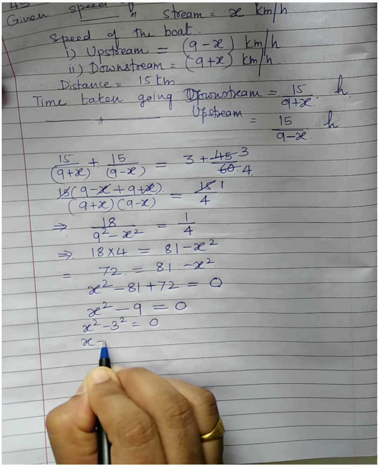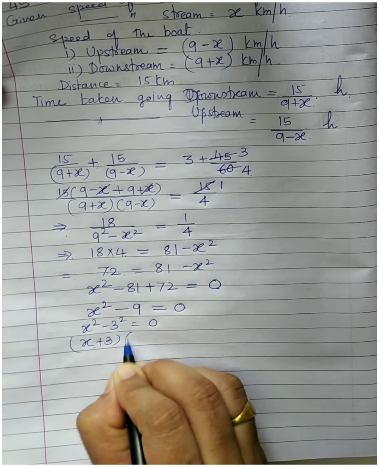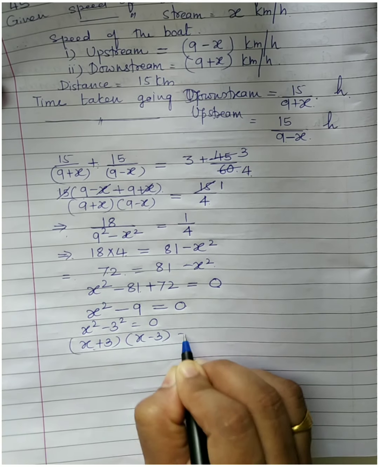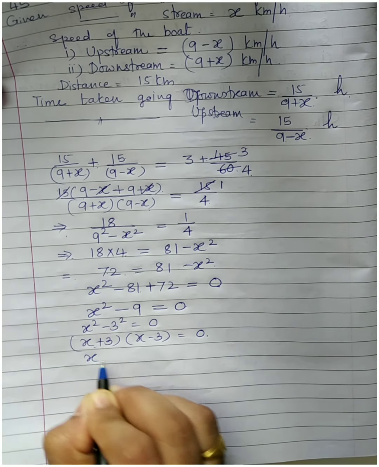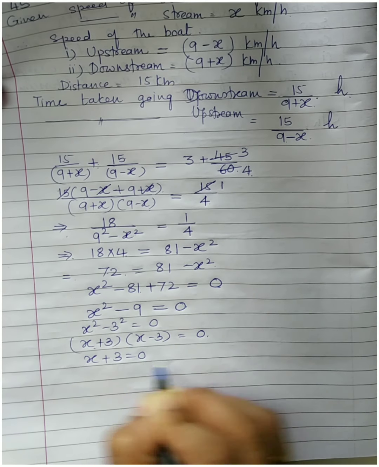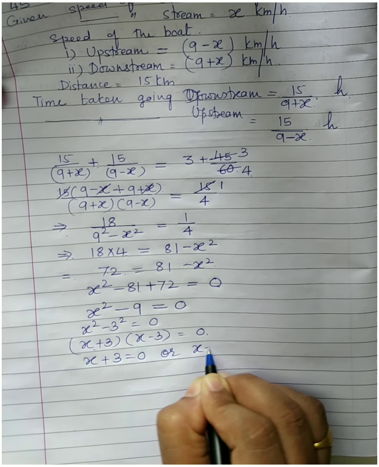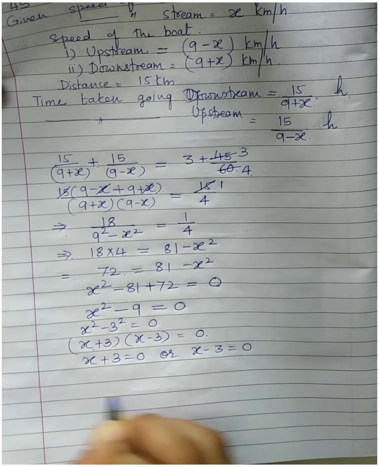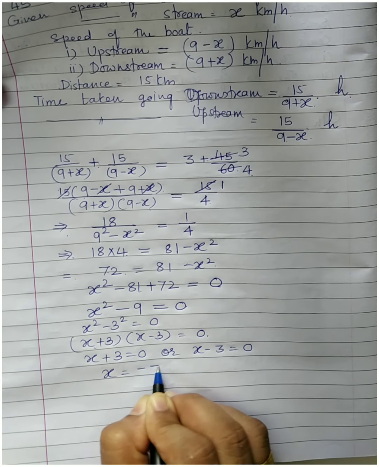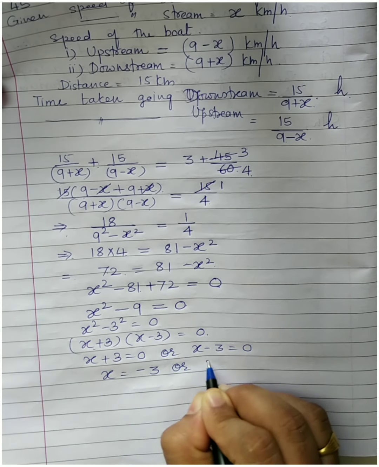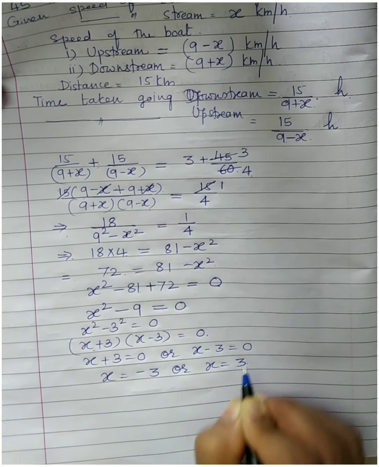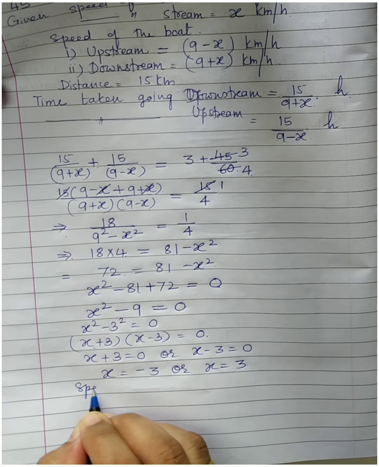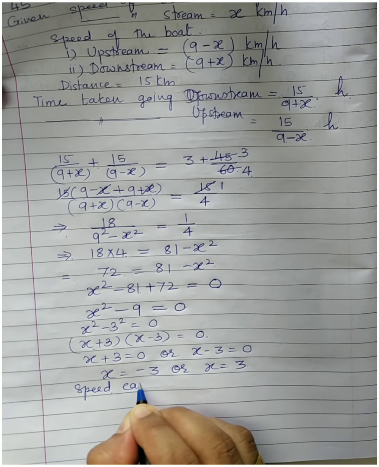That gives you (x + 3)(x - 3) = 0. So x + 3 is 0 or x - 3 is 0. That gives you x = -3 or x = 3. Now again here speed cannot be negative, right?